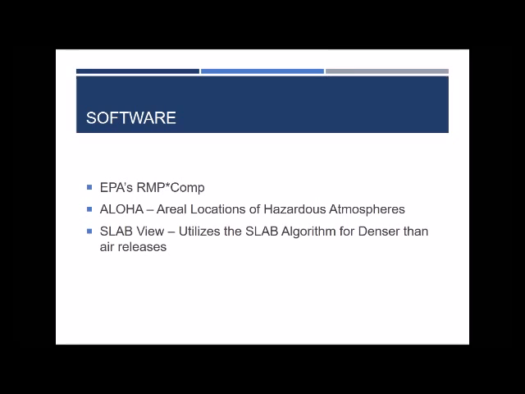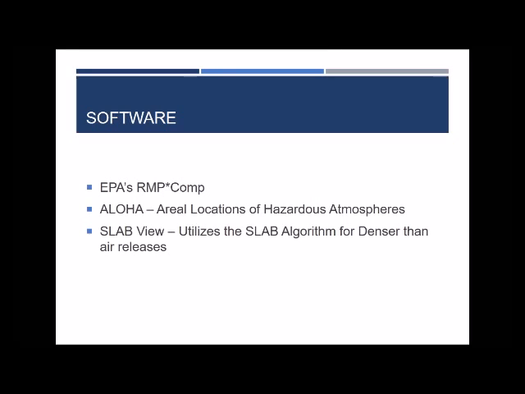RMP Comp utilizes values from reference tables that were put forth by the EPA to estimate the endpoint distance of a release. These tables can be found in the EPA Risk Management Program guidance for offsite consequence analysis. So RMP Comp is basically a more convenient way of using these tables. Instead of having to look up one of these tables and figuring out the distance of your release, you just plug in the numbers online and you get your results.